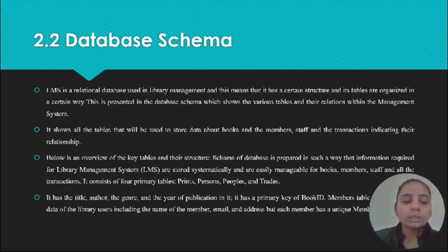It also consists of four primary tables. The books table has the title, author, genre, and year of publication. It has a primary key of book ID. Let's move to the next slide.